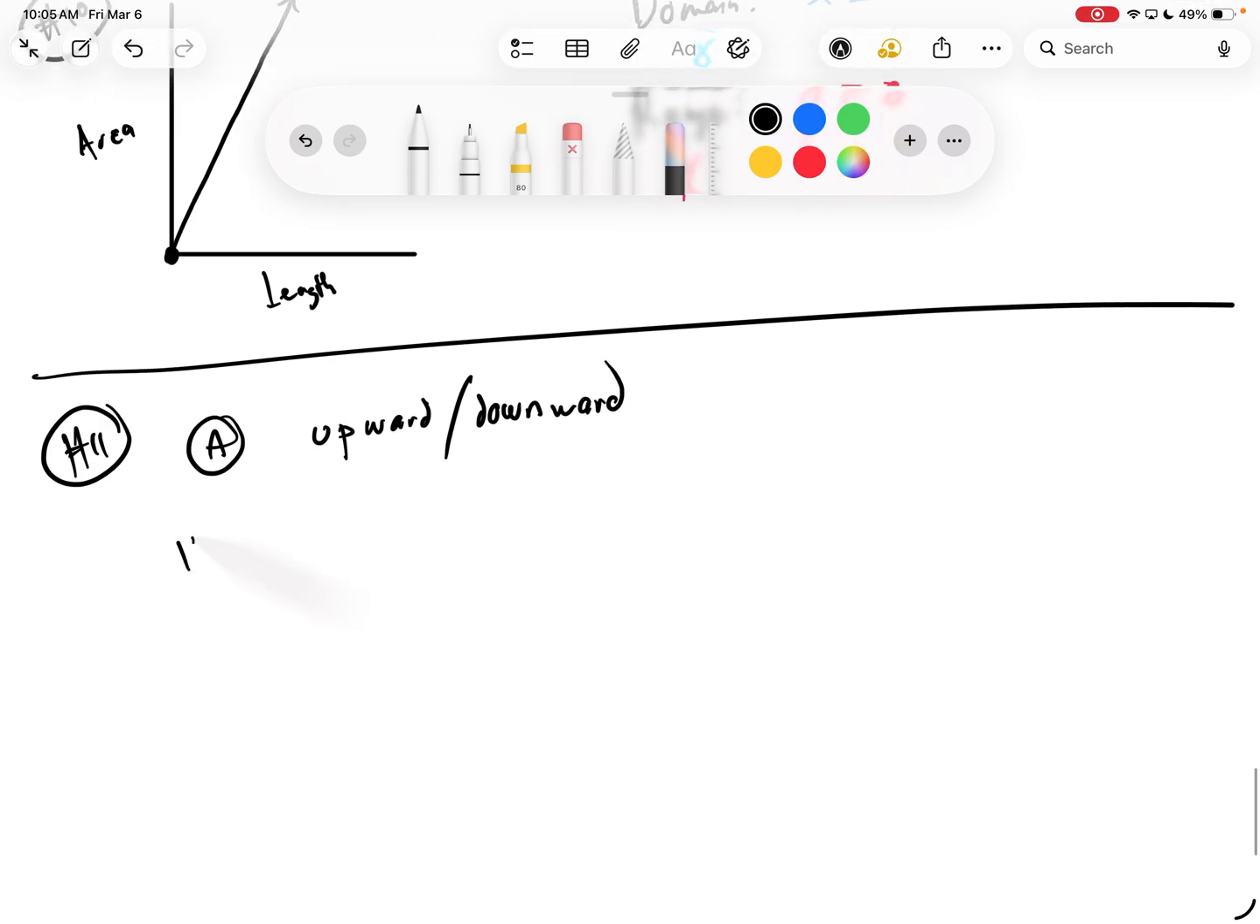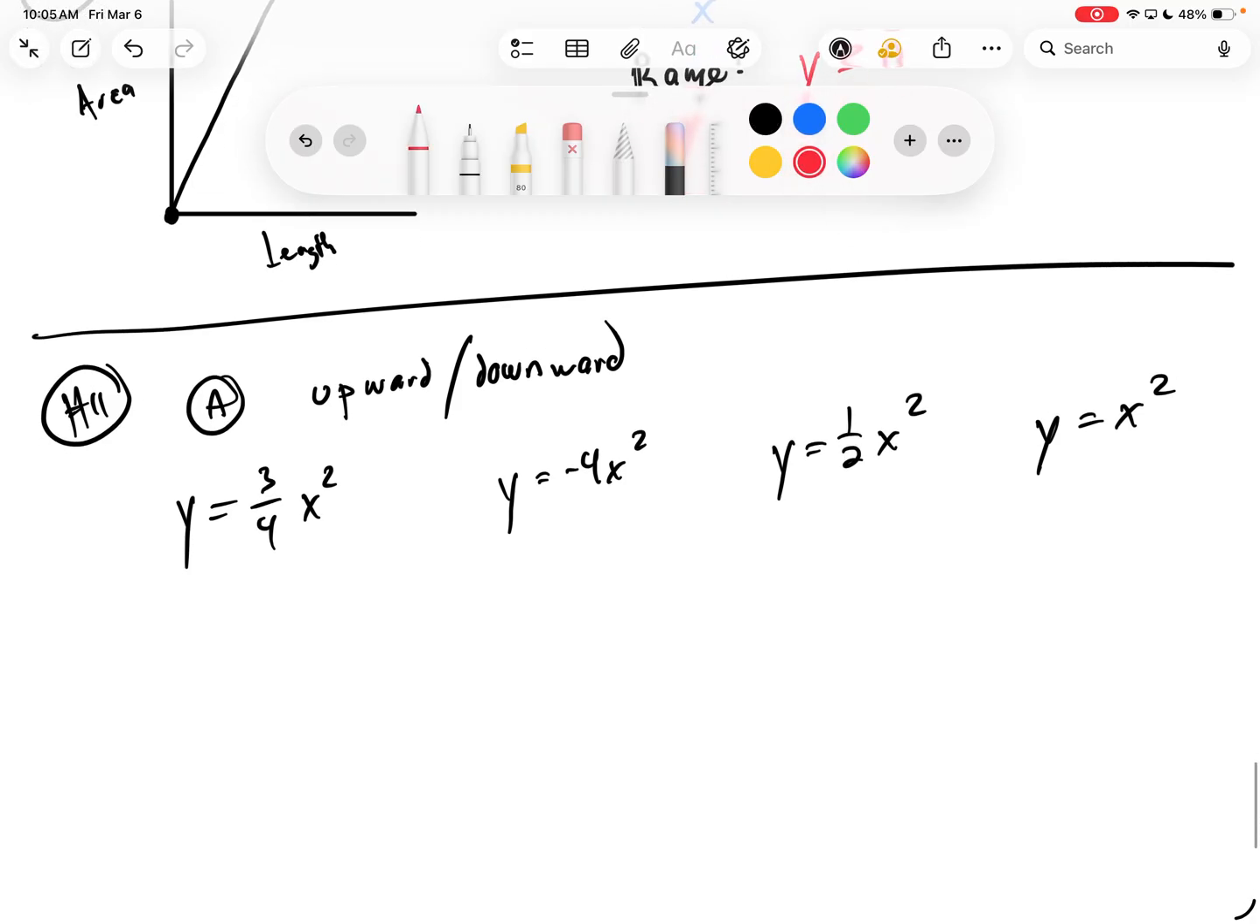Determine these parabolas if they go up or down. If it's positive, does it go up or down? If the number in front is positive, it goes up. So this one would be up, this one would be down, this one would be up, and this one would be up.